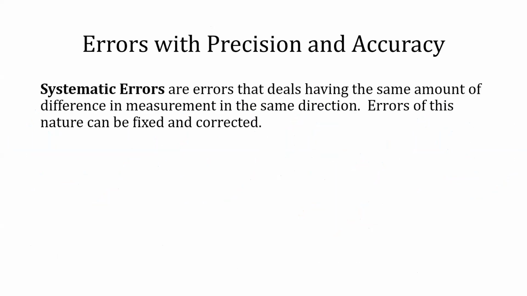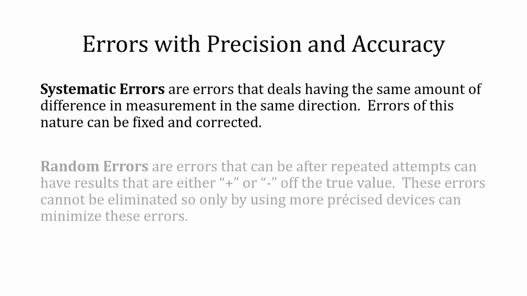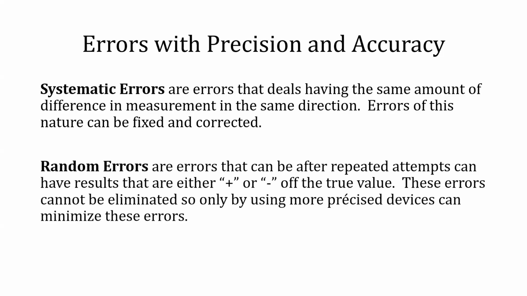Systematic errors are errors that have the same amount of difference in measurement in the same direction. Errors of this nature can be fixed and corrected. Random errors are errors that, after repeated attempts, can have results that are either positive or negative off the true value. These errors cannot be eliminated, so only by using more precise devices can these errors be minimized.